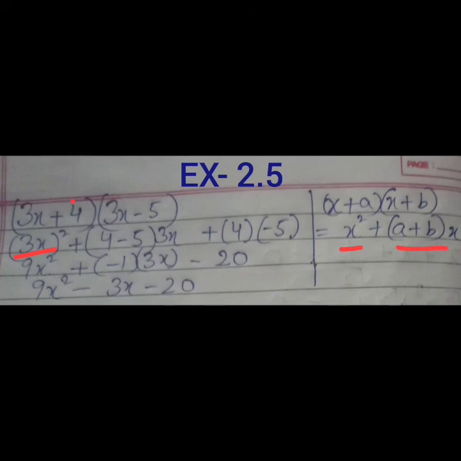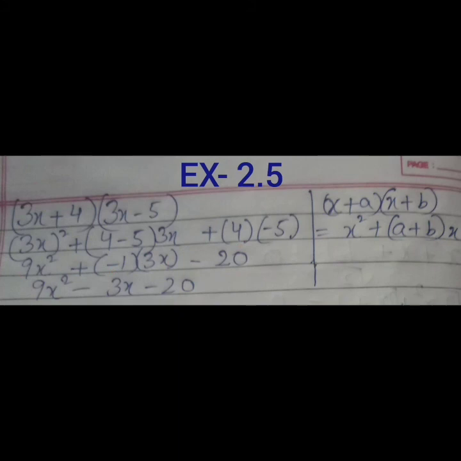Here a is 4, b is minus 5, so we will write 4 minus 5. And with this a plus b we have x, and here x is 3x, so we have written here 3x. Then plus ab means plus 4 into minus 5. Now we open these brackets and we'll solve this, and we will get 9x square plus 4 minus 5 is minus 1 into 3x, and plus into minus is minus, and 4 fives are 20. So we get the answer 9x square minus 3x minus 20.